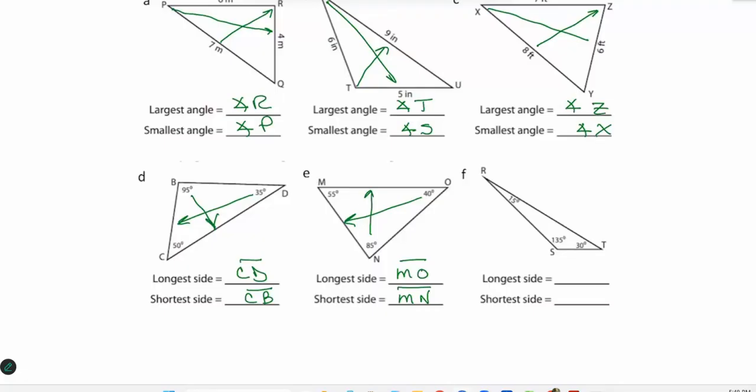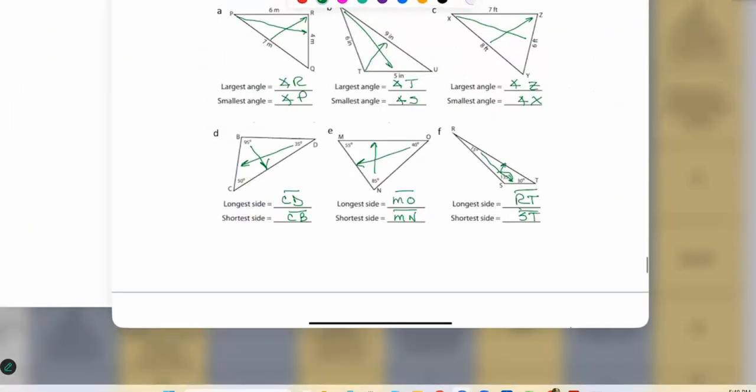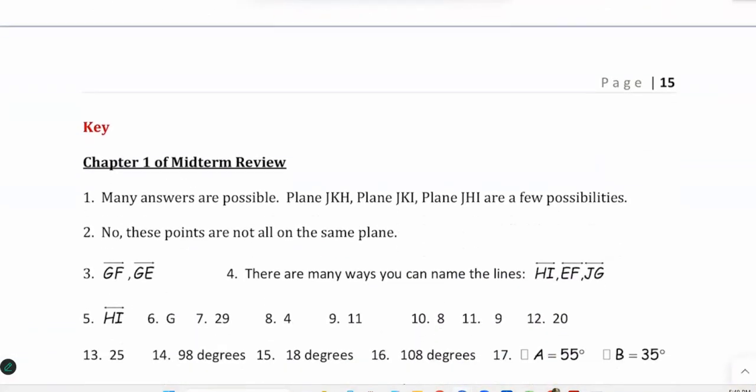Last one here. The longest side is across from the biggest angle. So here's the big angle. So that's side RT. And the smallest angle, which is 15, is across from side ST. Okay, and that should do us.